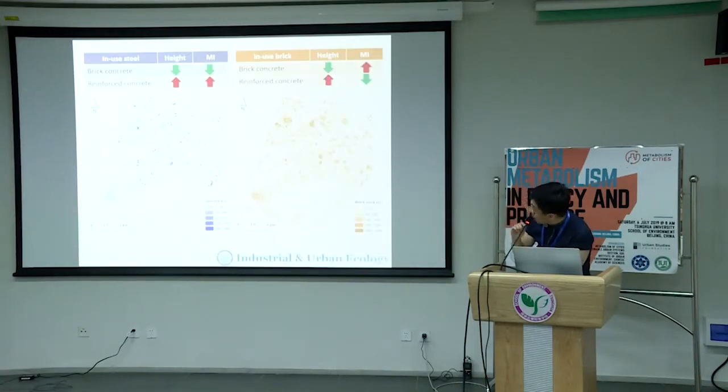That's why brick concrete buildings usually are not very high, but the brick intensity is very high. So the material intensity is very high, while reinforced concrete buildings usually have very high values in height but lower brick intensity. In contrast, from the in-use steel perspective, brick concrete buildings usually have lower values of height and steel intensity, but reinforced concrete buildings usually have higher steel intensity. That's why the spatial pattern of in-use steel shows more spatial heterogeneity than the pattern of the brick stock.